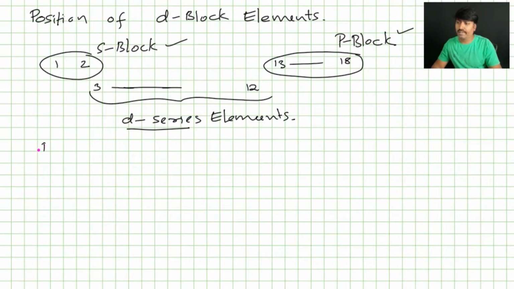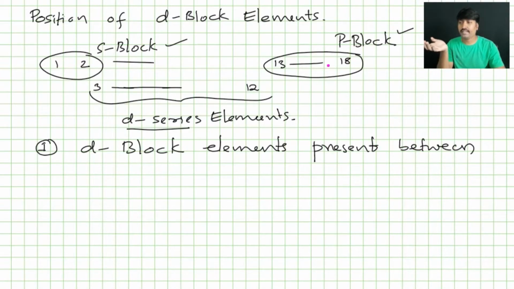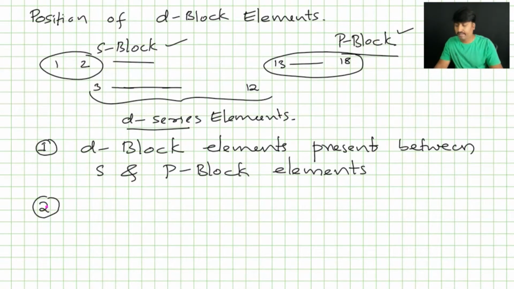Okay, now we'll list out the first point, that is what is the location we have to list out. Location: the D block elements are present between S and P block elements. Okay, this is the first point, and we have to mention the numbers. The second: the D block elements belong to group 3 to 12.